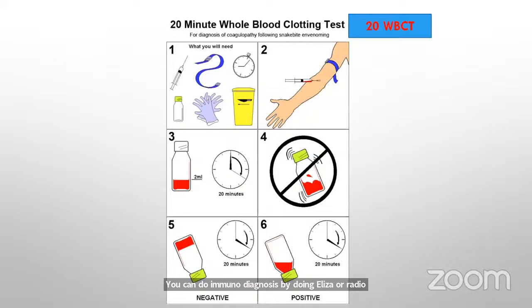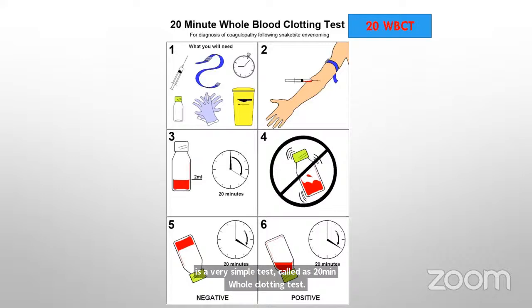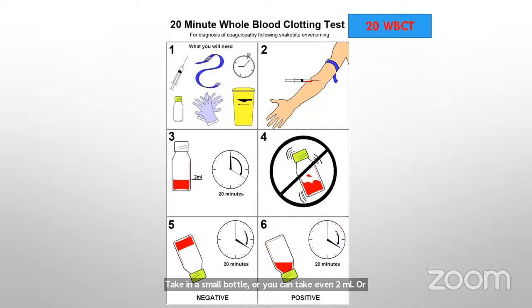This is a very simple test called the 20-minute whole blood clotting test. The method is very simple. Just withdraw around 4 to 5 ml of blood, or you can take even 2 ml. Take it in a small bottle, keep it for 20 minutes, and just try to move it.